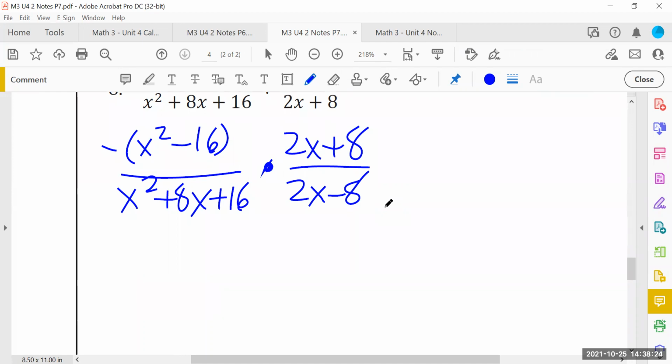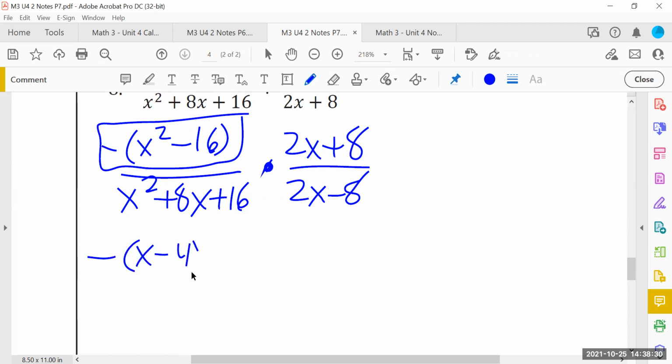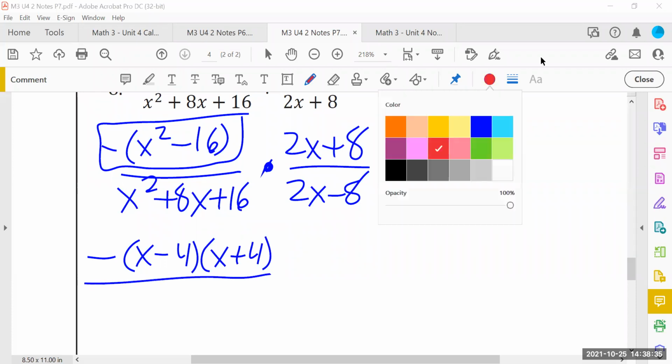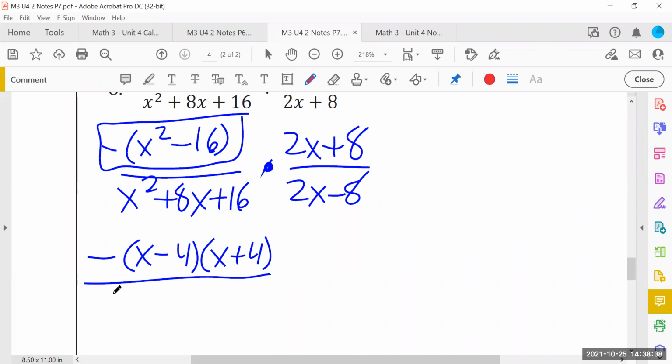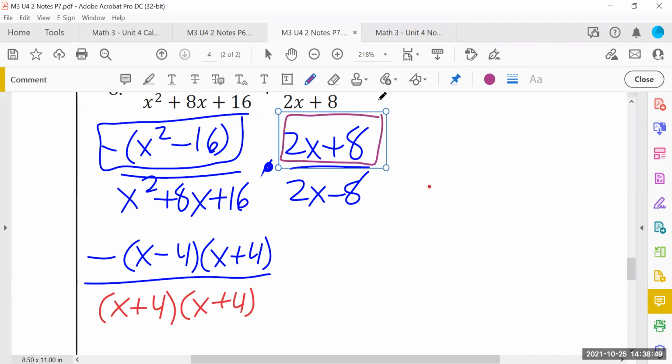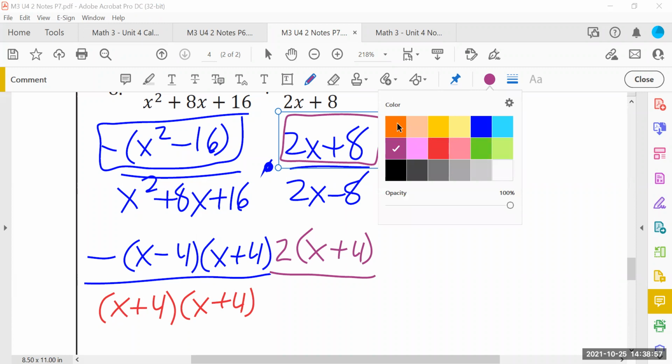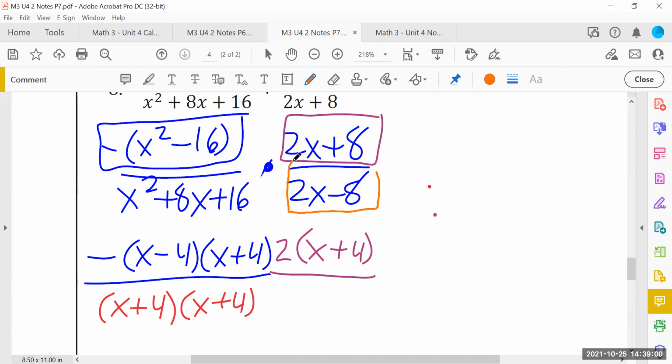Now I'm going to factor it. This piece right here, difference of squares, negative x minus 4 times x plus 4. X squared plus 8x plus 16 is x plus 4 times another x plus 4. 2x plus 8, I can factor a 2 out of x plus 4. And then from the bottom, 2x minus 8, I can factor a 2 out of also.